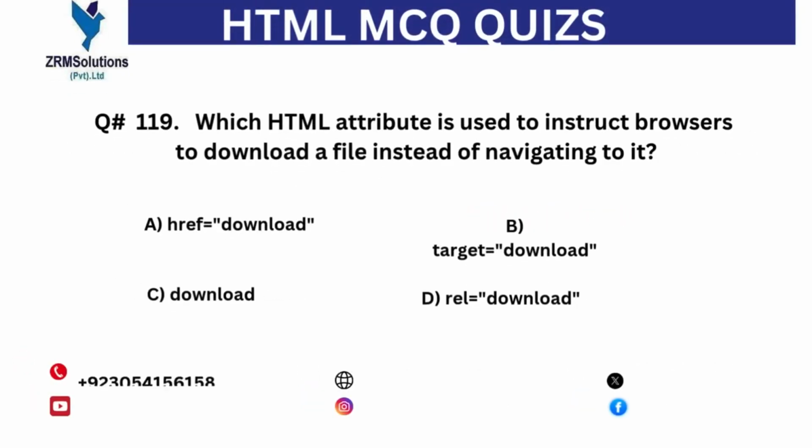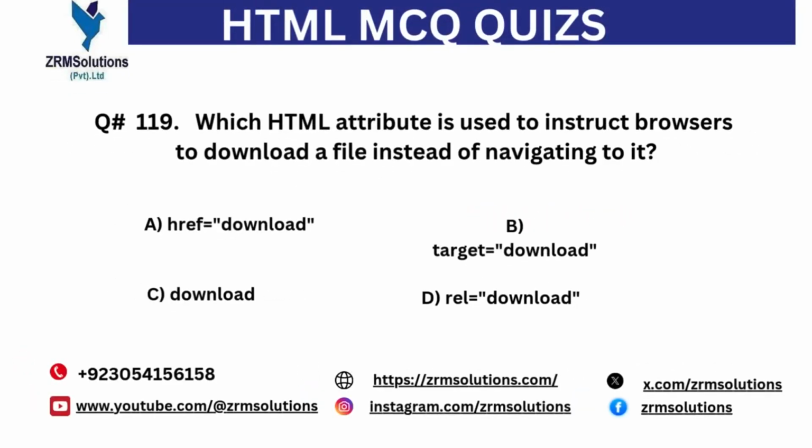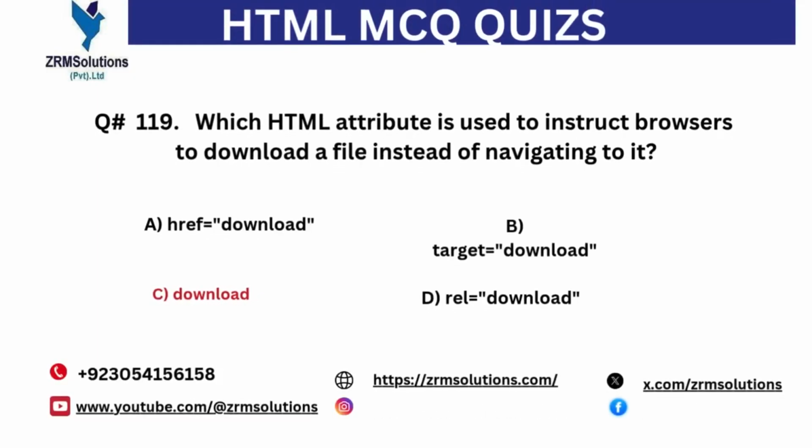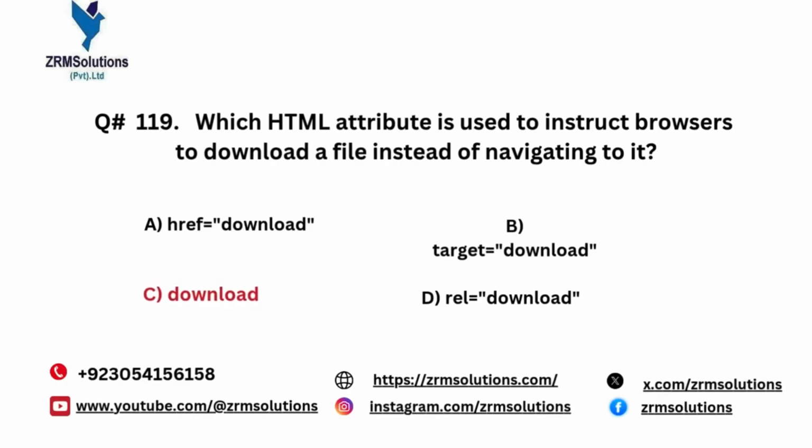Which HTML attribute is used to instruct browsers to download a file instead of navigating to it? Option A, href=download. Option B, target=download. Option C, download. Option D, rel=download. The correct option: C, download.